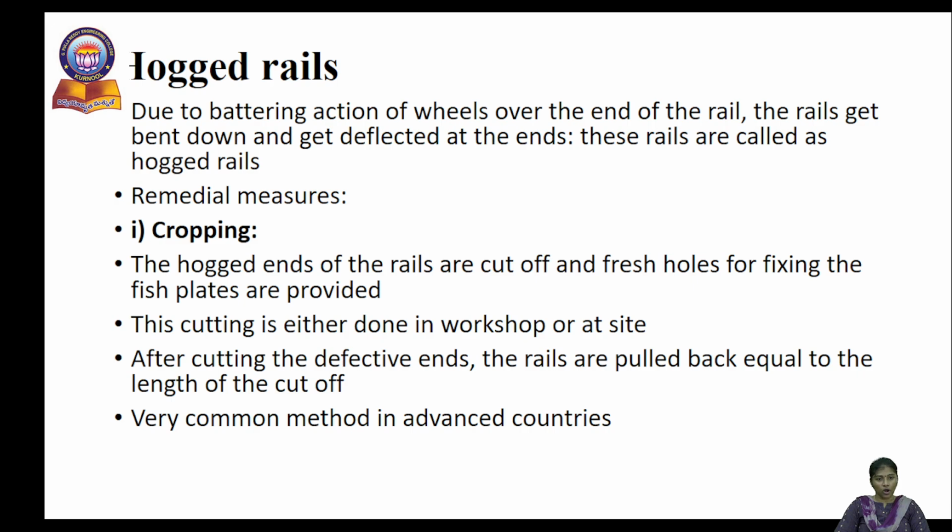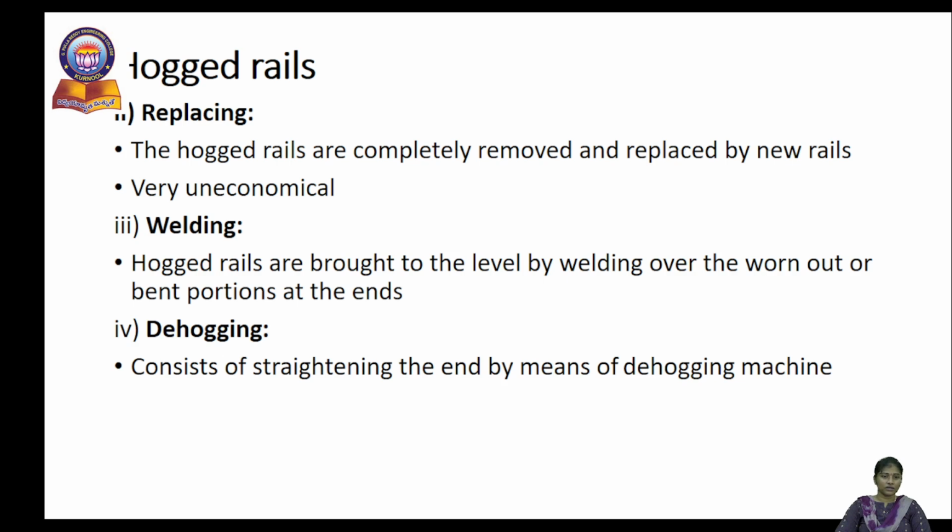Both the hogged rail ends can be cut off and fresh holes will be made, and both the rail sections will be attached using new fish plate and bolt. This cutting may be done either in the workshop or at the site, and after cutting the defective end, the rails must be pulled back together into position. It is a very common method in the advanced countries.